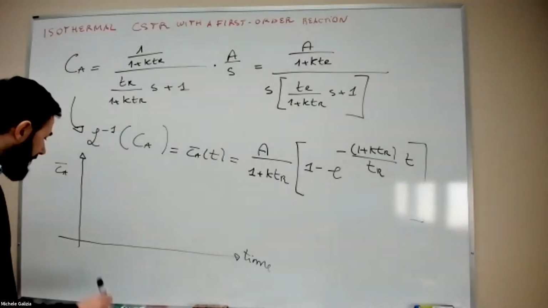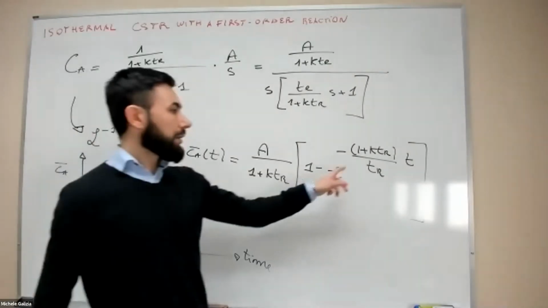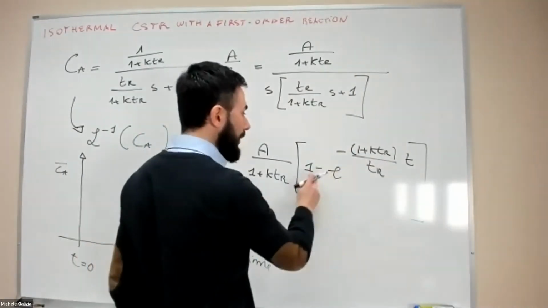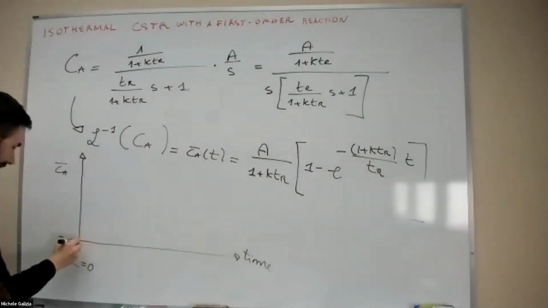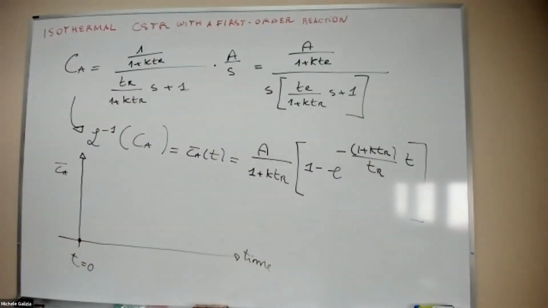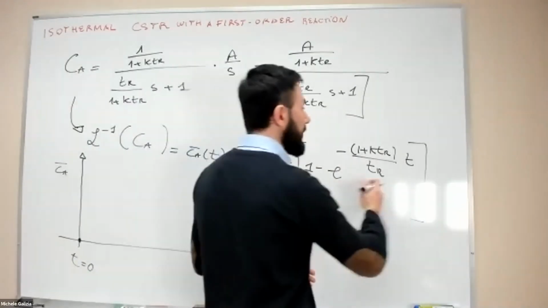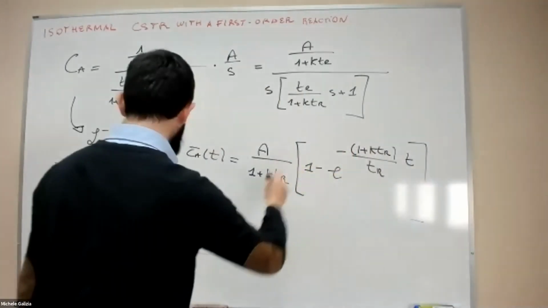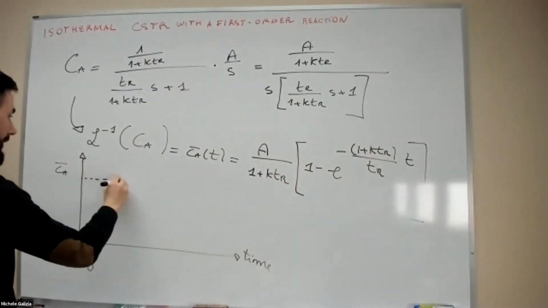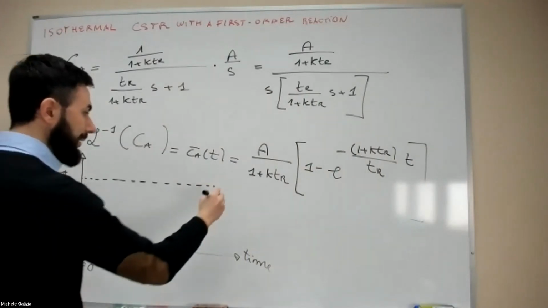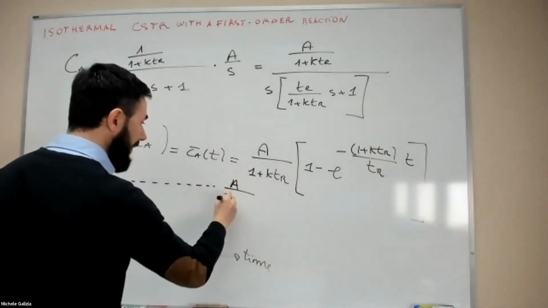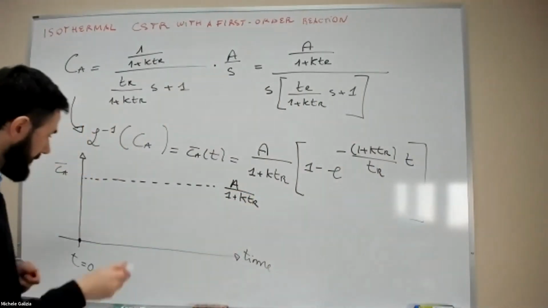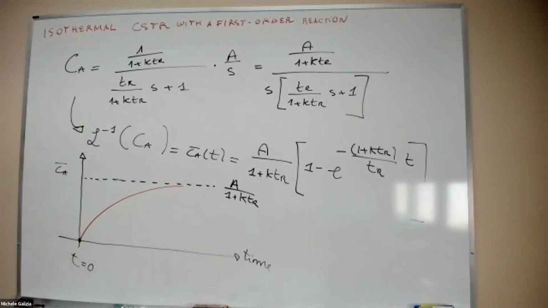So when time is 0, where does the exponential go? Okay, the exponential goes to 1. 1 minus 1 is 0. So at time 0, the response is 0. If time goes to infinity, the exponential term will go to 0. And so basically, the asymptotic response of the system will be A divided by 1 plus K TR. And so basically, the system will respond in this way.